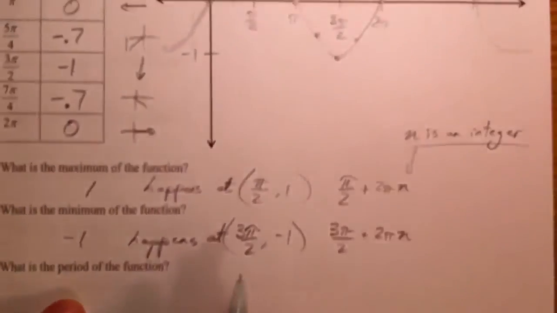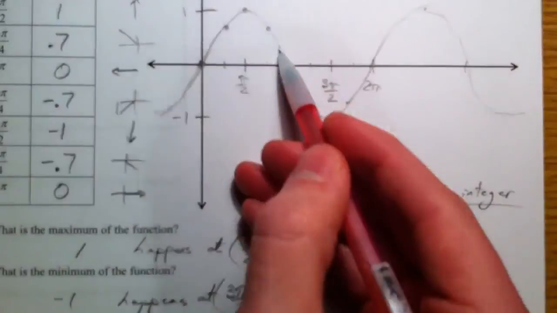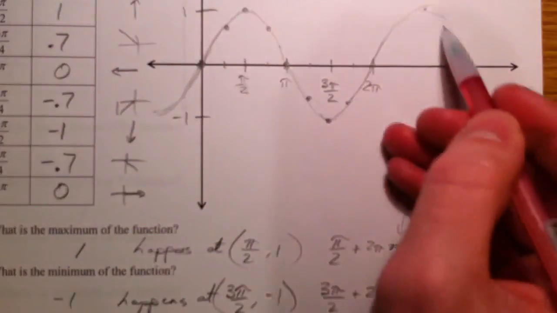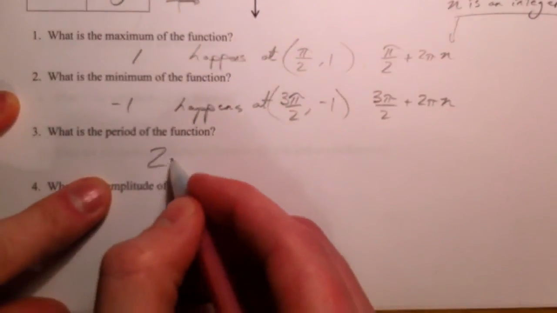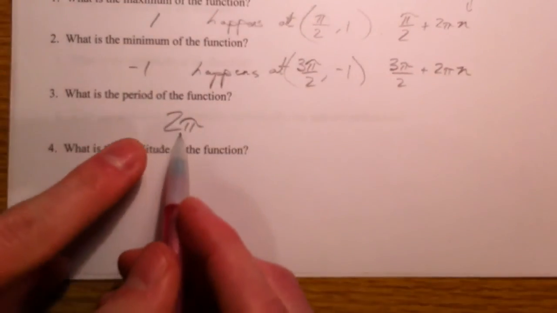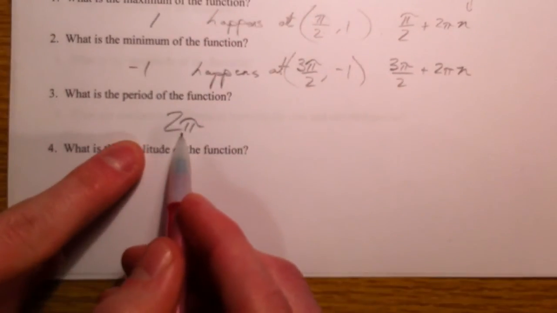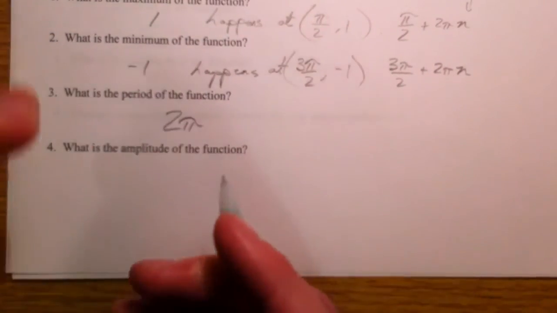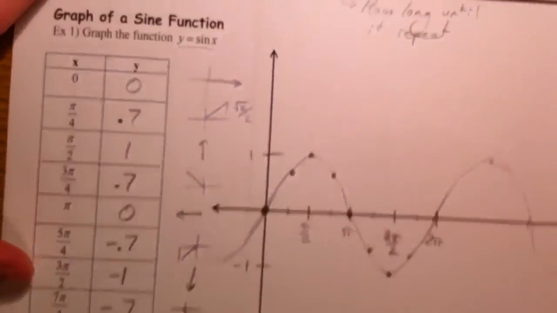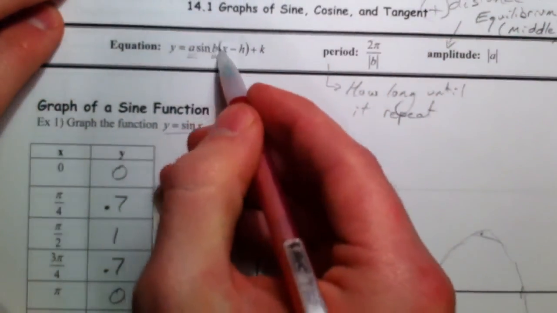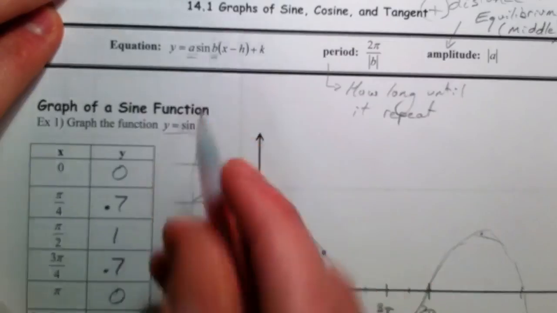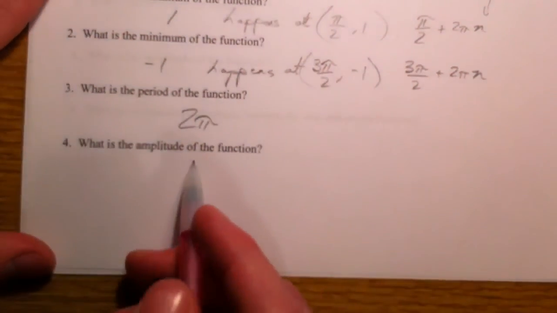The period. It took 2 pi for the function to continue to repeat itself. This period will be the period of every sine function unless we change it. And what's going to change it is the thing that multiplies out front here, this b, and we'll talk about that. What's the amplitude of the function?